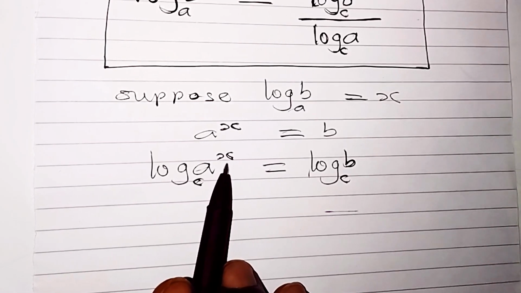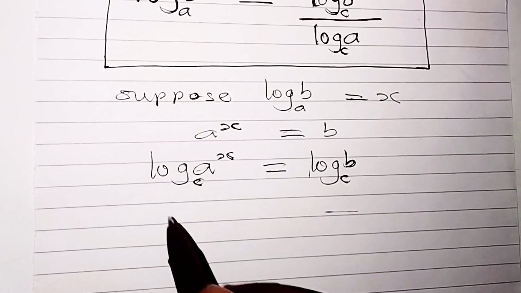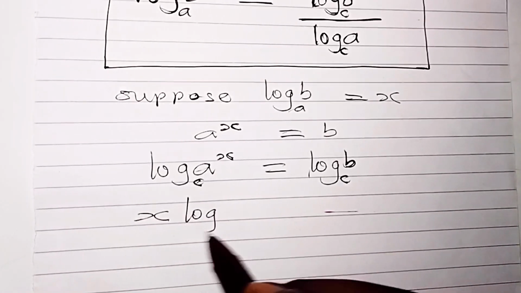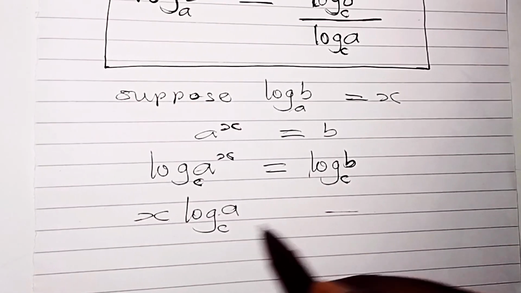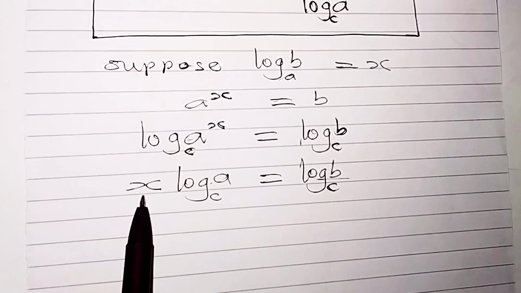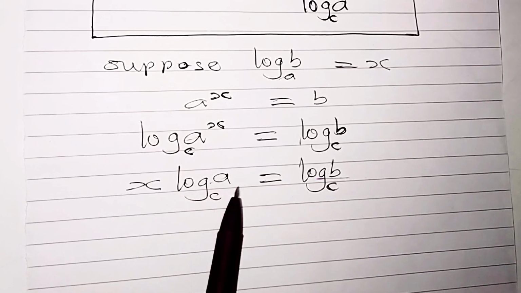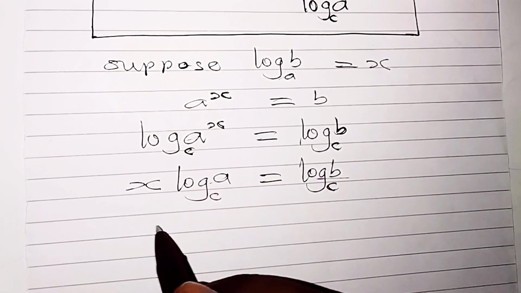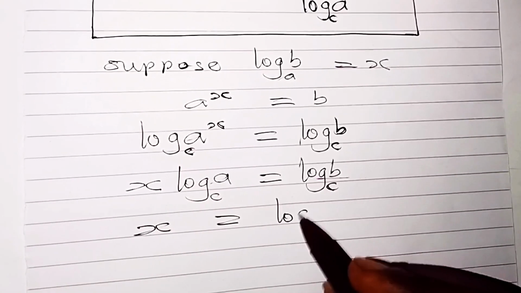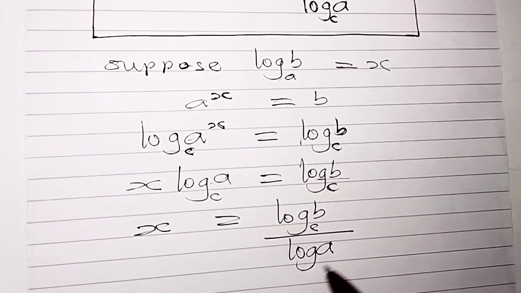Rule 3 of the laws of logarithm says if you have this scenario here, the power can become the coefficient of the log itself. That's x log a base c equals log b base c. And then we're interested in making x the subject of the formula, so we can just divide both sides by log a base c. Doing that, that brings us to x equals log b base c divided by log a base c.